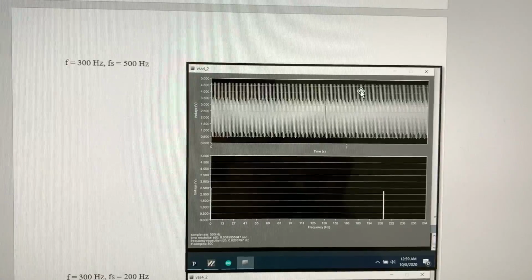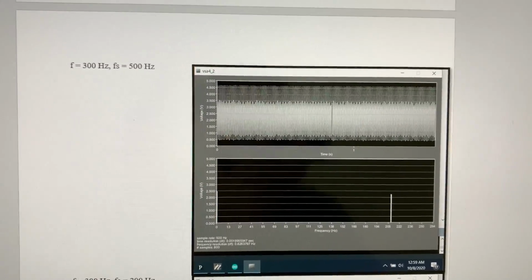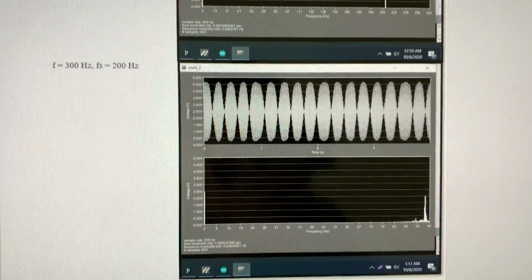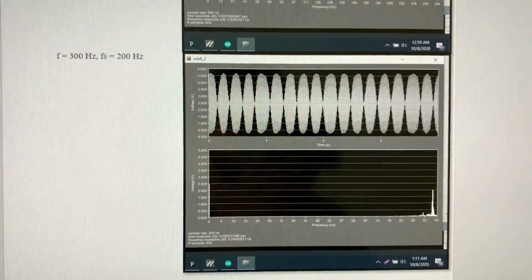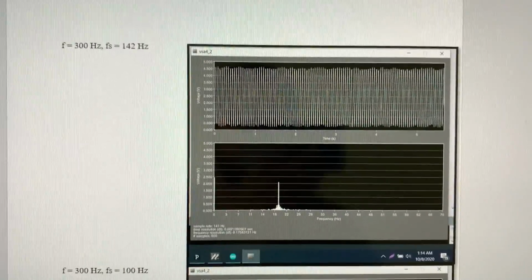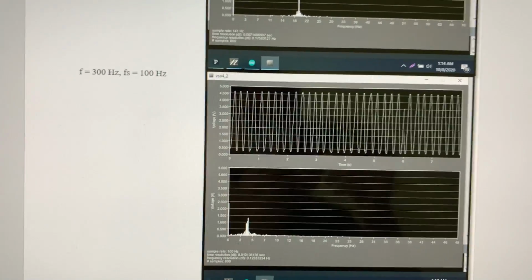Moving on to the 300 hertz signal, all the sampling rates demonstrate aliasing, as seen here. So that's the 500 hertz one, that's the 200 hertz frequency. This is the 142, and this is the 100 one.